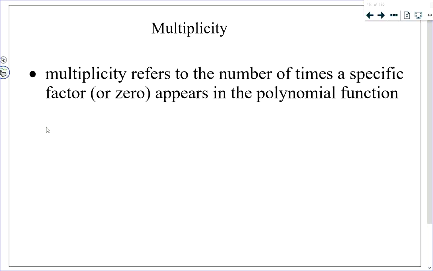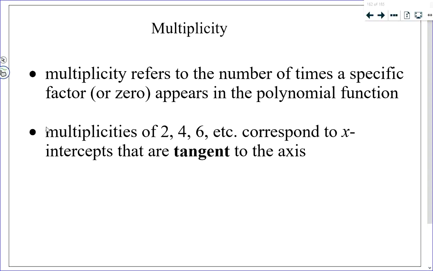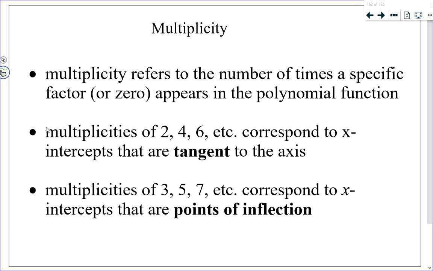Multiplicity. Multiplicity refers to how many times a specific factor or x-intercept or 0 appears in a polynomial function. So multiplicities that are even but greater than 0, because 0 is even, like 2 or 4 or 6 or 8, correspond to x-intercepts that are tangent to the x-axis. Multiplicities that are odd but greater than 1 correspond to x-intercepts that have what's called a point of inflection.